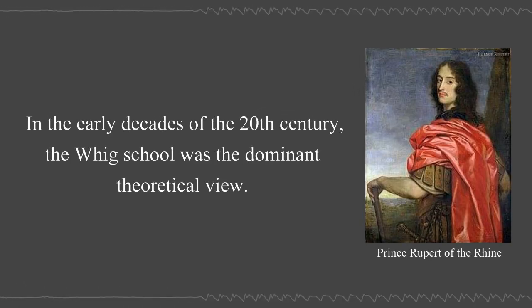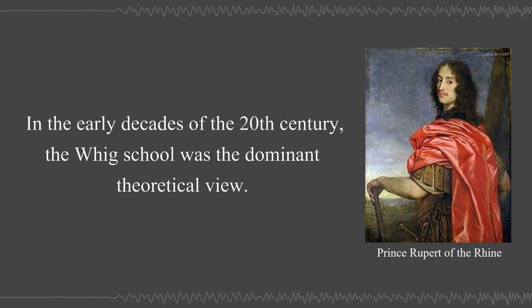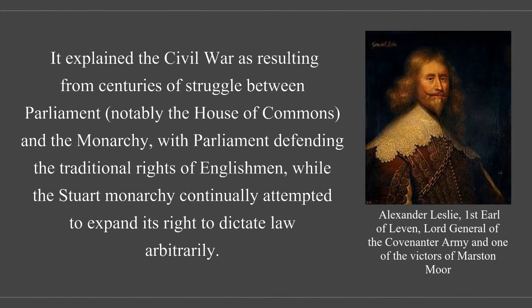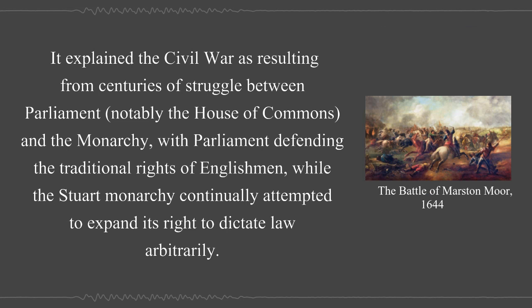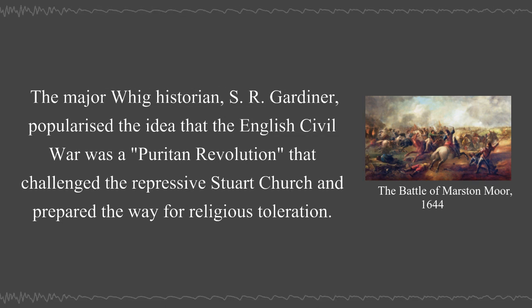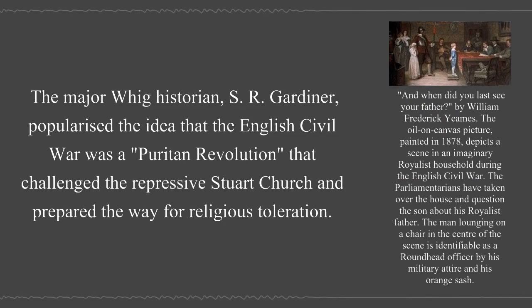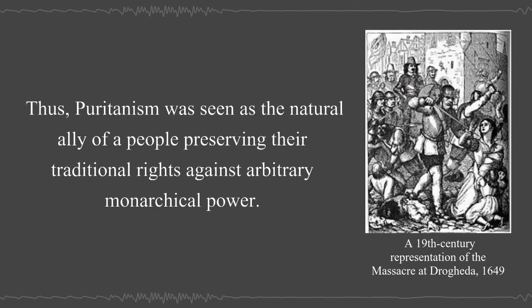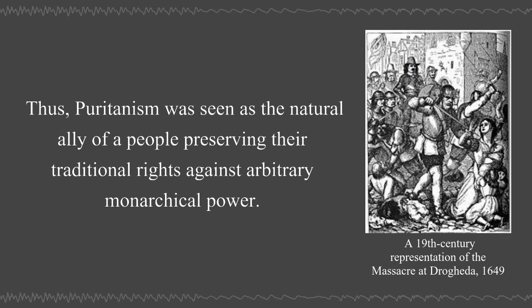In the early decades of the 20th century, the Whig school was the dominant theoretical view. It explained the Civil War as resulting from centuries of struggle between Parliament, notably the House of Commons, and the monarchy, with Parliament defending the traditional rights of Englishmen, while the Stuart monarchy continually attempted to expand its right to dictate law arbitrarily. The major Whig historian, S.R. Gardiner, popularized the idea that the English Civil War was a Puritan revolution that challenged the repressive Stuart Church and prepared the way for religious toleration.